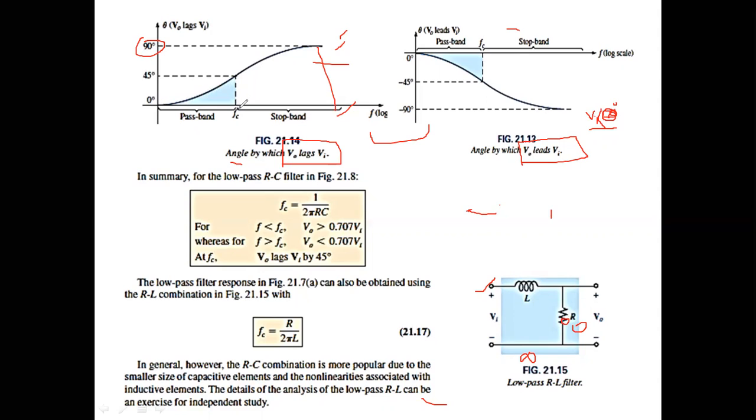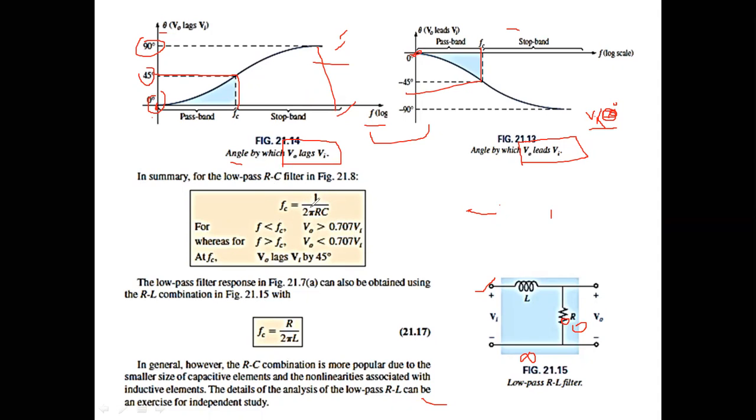So for fc, theta is equal to 45 degrees, and for the lower frequencies, meaning f is equal to 0, theta is equal to 0. So this is the graph for theta versus frequency. This is the summary of the low pass filter.